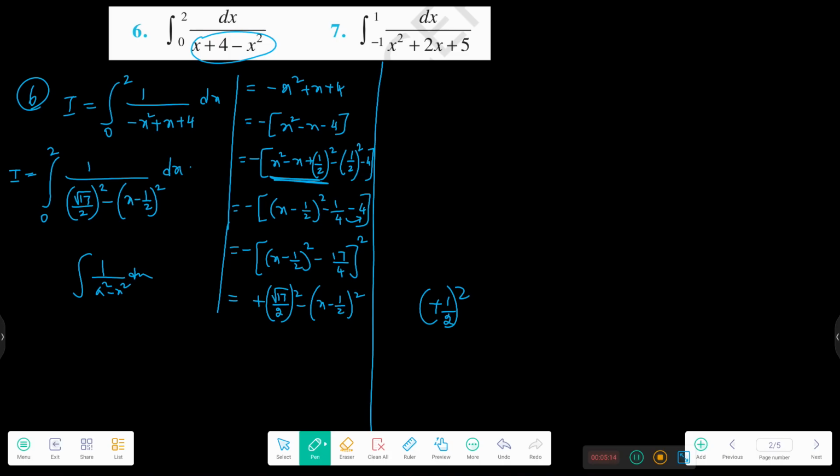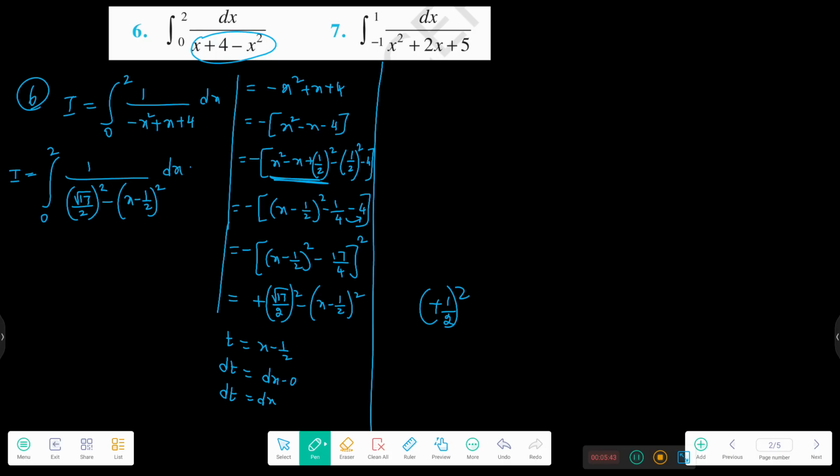But they asked to use the substitution method, so I am going by substitution. Let t equal x minus 1 by 2, whatever we have inside the bracket. When I differentiate, dt is equal to dx, since the derivative of x is 1 and the derivative of minus 1 by 2 is 0. So dt is equal to dx.